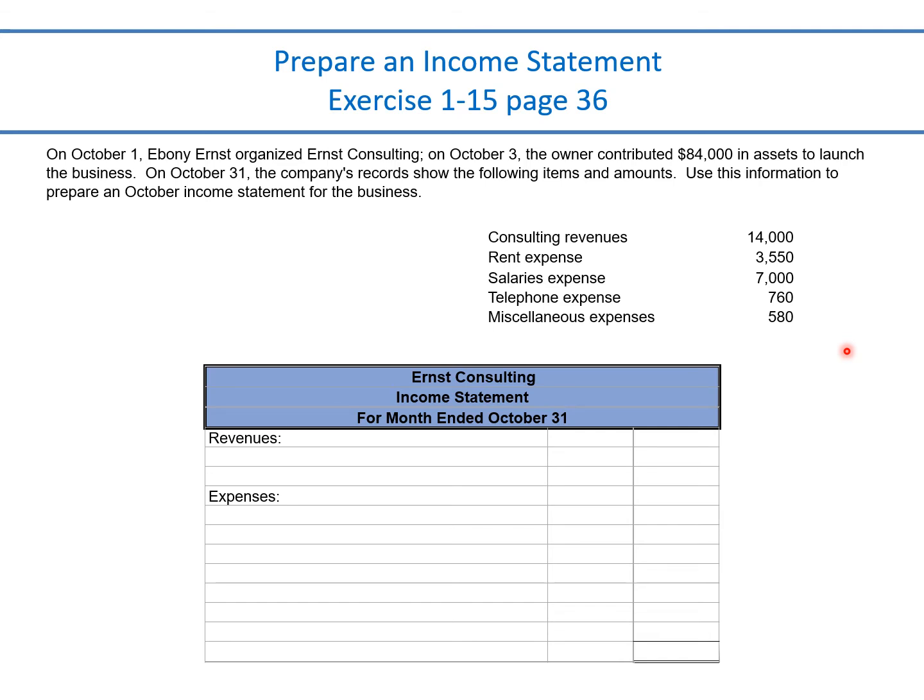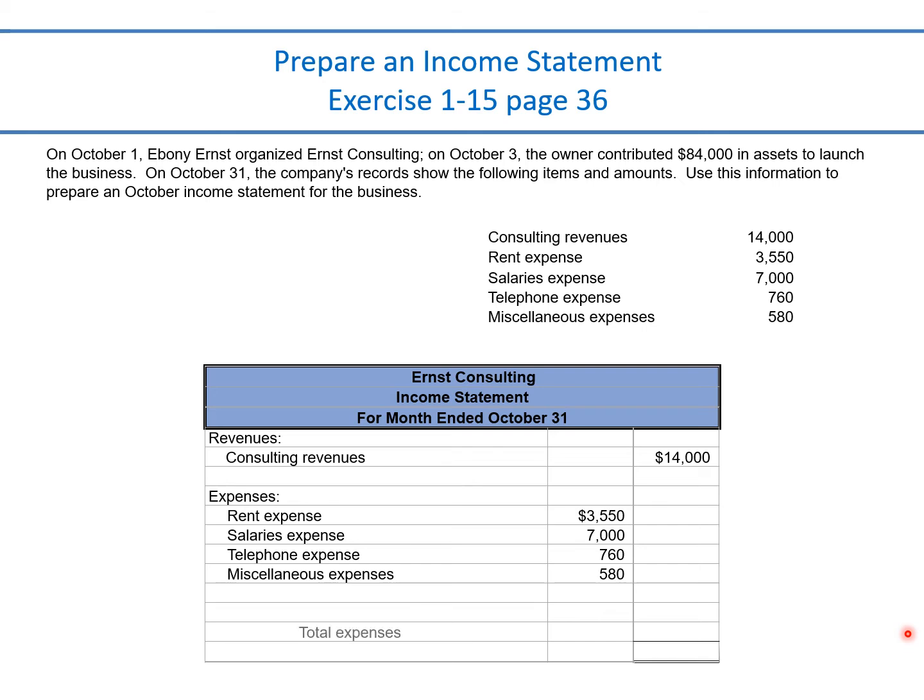Basically, you bring each of the account names and each of the account balances down to your statement in the appropriate section. The first section is your revenue: consulting revenue for $14,000. Then you want to list all of your expenses with a subtotal. You'll have rent expense for $3,550, salary for $7,000, telephone expense for $760, miscellaneous expenses for $580. So you have a subtotal of expenses for $11,890.